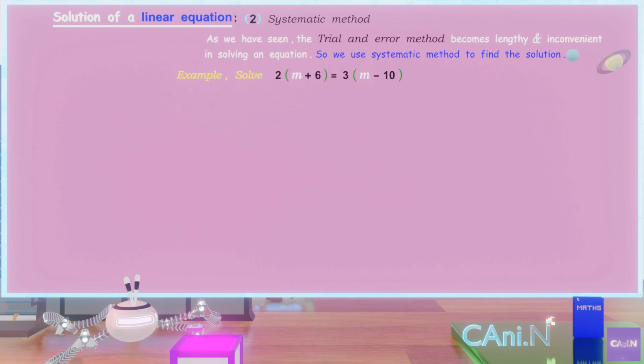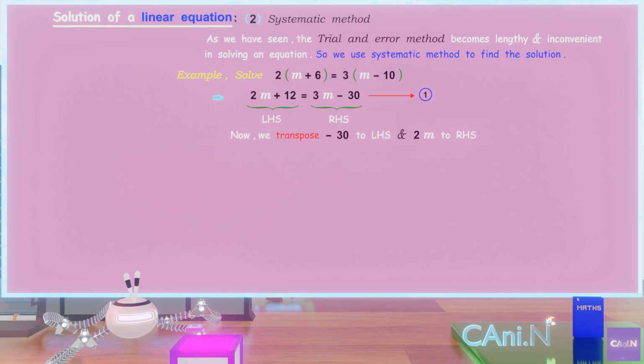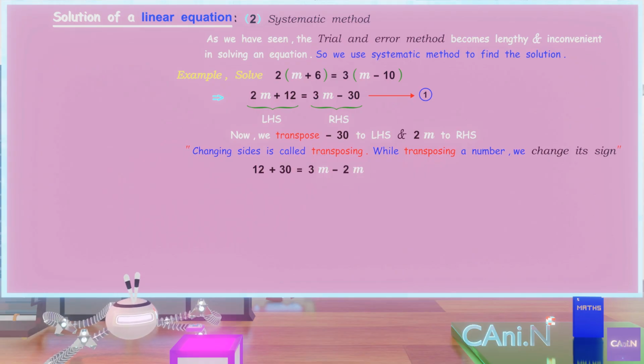Example, solve 2 into m plus 6 equals 3 into m minus 10. So, 2m plus 12 equals 3m minus 30, let's call this as equation 1. Now, we transpose minus 30 to LHS and 2m to RHS. Remember, changing sides is called transposing. While transposing a number, we change its sign. So, 12 plus 30 equals 3m minus 2m. m equals 42.